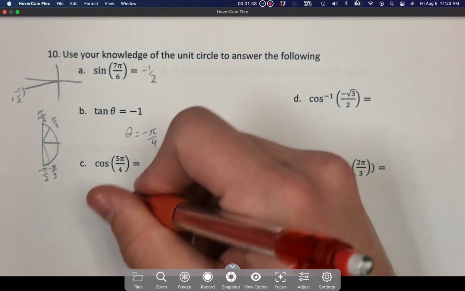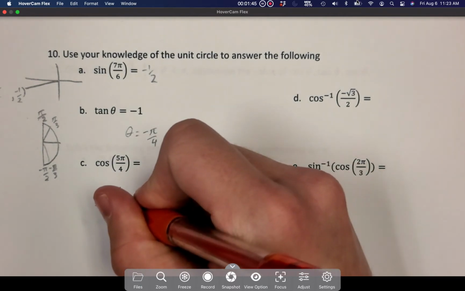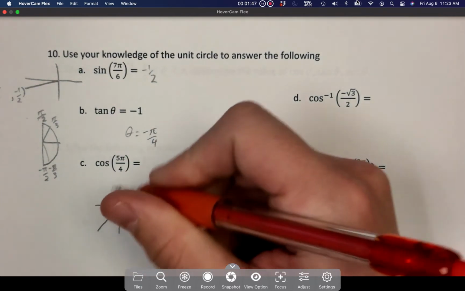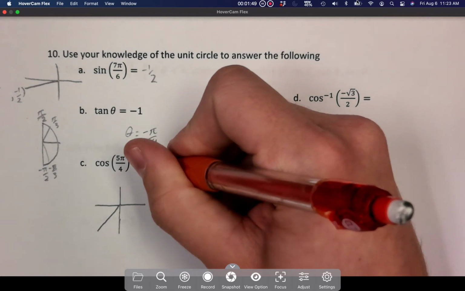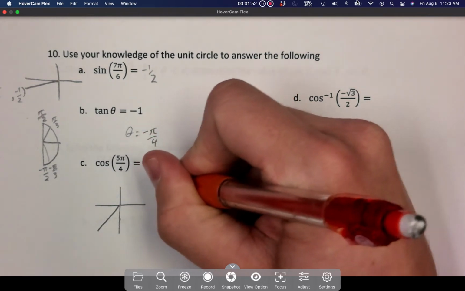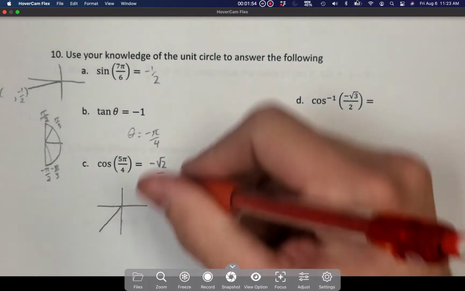Okay, what is cosine of 5 pi over 4? Well, 5 pi over 4 is right here in quadrant 3. And the x value there is negative root 2 over 2. Now the y value there is also negative root 2 over 2.